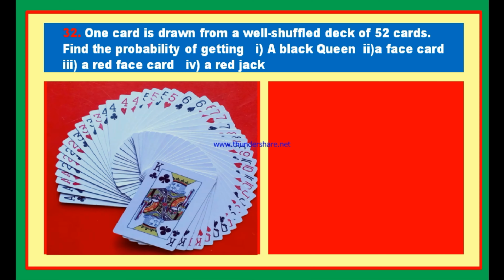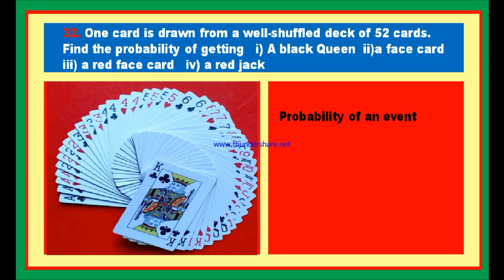Here is a deck of cards. Do you know how many cards will be there in a deck? In a deck, there will be 52 cards. Of course, it is given in the question itself. One card is drawn from a well shuffled deck of 52 cards. Therefore, there are 52 cards in a deck of cards.